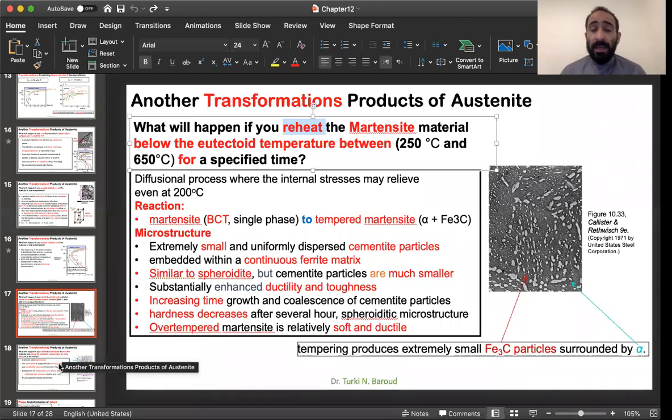This is what's going to happen to martensite. But what's going to happen to pearlite and bainite?